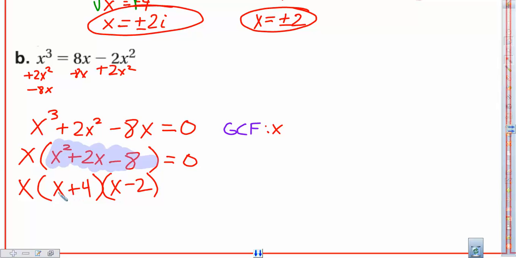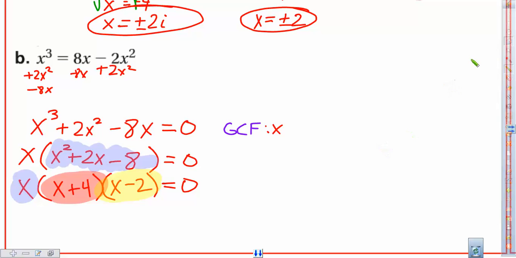Foil it to check. First and first is done. Last and last is already good to go. It's the outer and the inner. So that would be negative 2x plus 4x would give us 2x right there. Fantastic. Okay, now it's time for that zero product property.